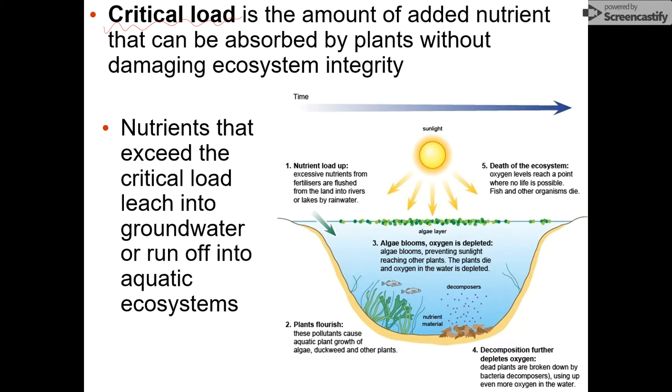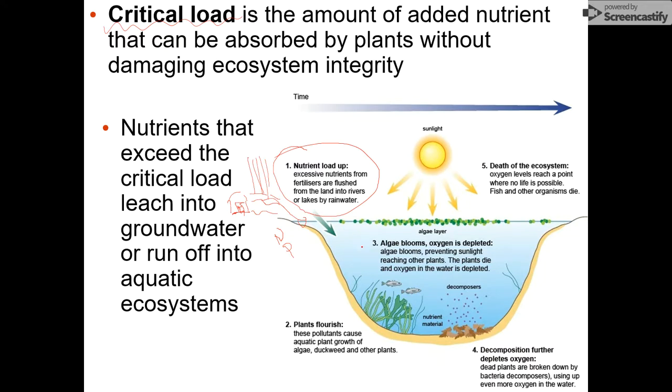This picture is showing when the critical load has been surpassed. So the first thing that happens is this nutrient load up. So let's assume you've got this barn here. Here's your farm. Anyway, here's the farmland, and it rains, and the nitrogen and phosphorus and whatever other nutrients are in the fertilizer might run off the farmland and into the water. Could also happen from someone's lawn or from phosphorus in detergent and laundry.